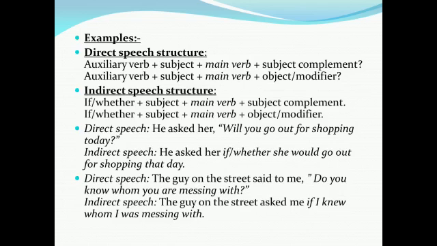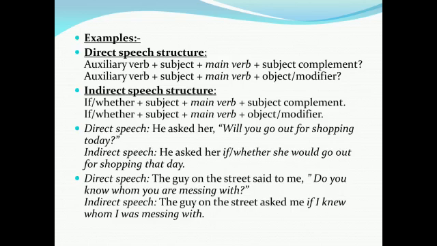In direct speech: he asked her, "Will you go out for shopping today?" Now here we see he is the reporting subject, asked is the reporting verb which is in past tense, her is the reporting object. "Will you?" Now it starts with the auxiliary verb will. Will you go out for shopping today? Now this can be answered as either yes or no.